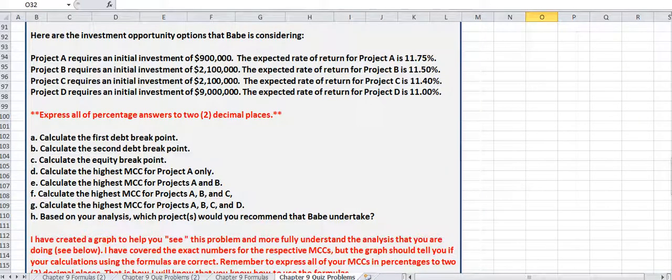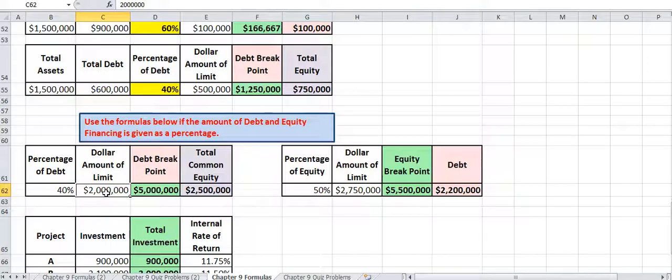So the first level, we can see project A requires 900,000. That first level is going to be below both the limits. The first limit for debt was 1 million, so one more zero, right? And the limit for common stock was 2 million, or 2,750,000. So we're below that with project A.